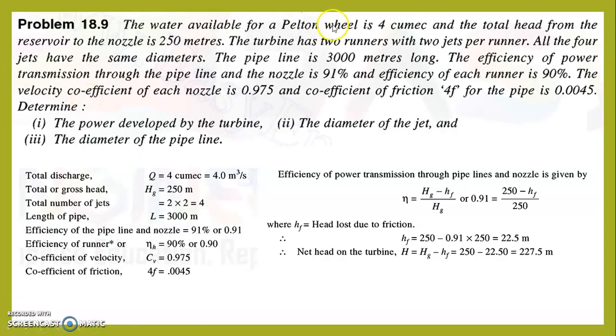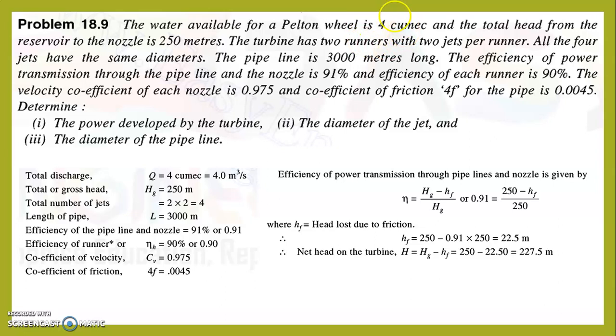Water available for a Pelton wheel is 4 cubic meter per second, and the total head from the reservoir to the nozzle is 250 meter. Capital H is given as 250 meter. The turbine has two runners with 2 jets per runner. Total discharge will be divided between these 2 runners and 2 jets per runner. So in total we will have 4 jets.